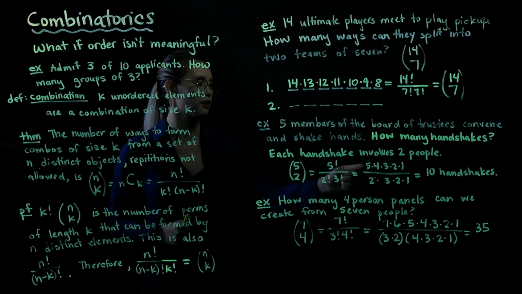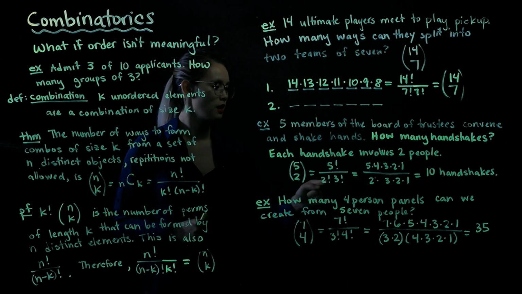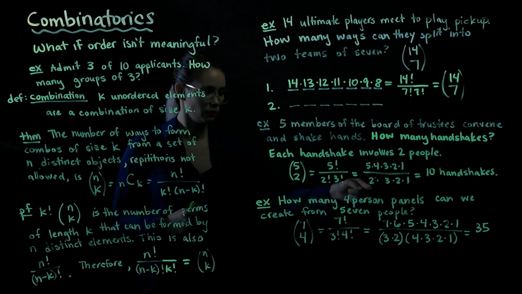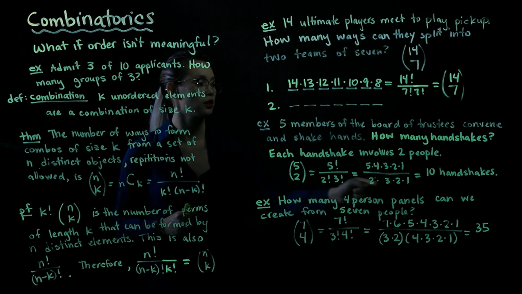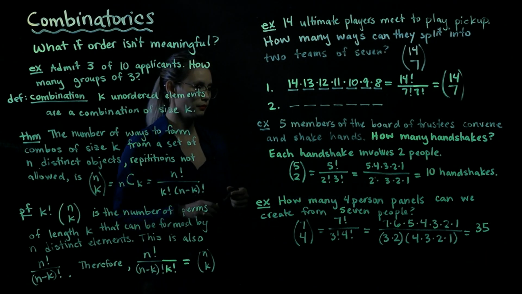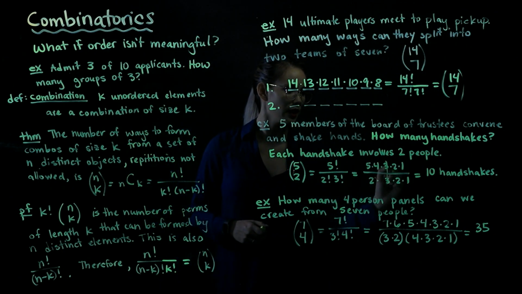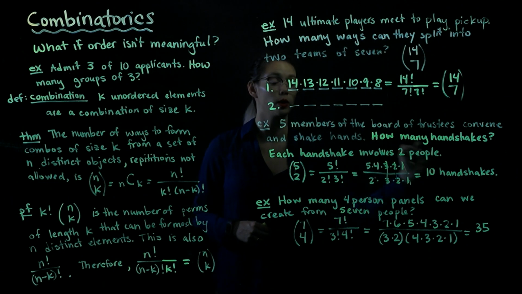So 5 factorial is 5 times 4 times 3 times 2 times 1. 2 factorial is 2 times 1, or just 2. 3 factorial is 3 times 2 times 1. So now we can see the 3's are going to cancel, the 2's cancel, the 1's cancel. So we have 20 divided by 2, or 10 handshakes.